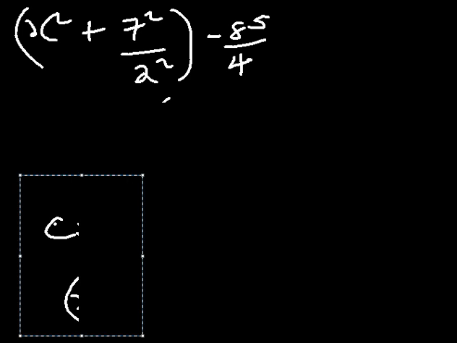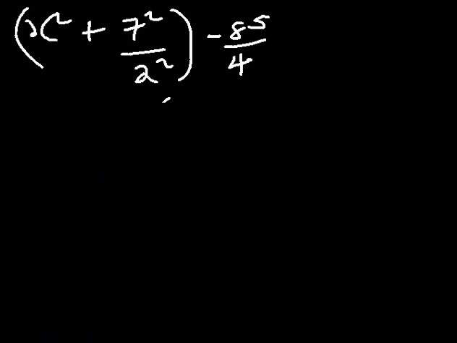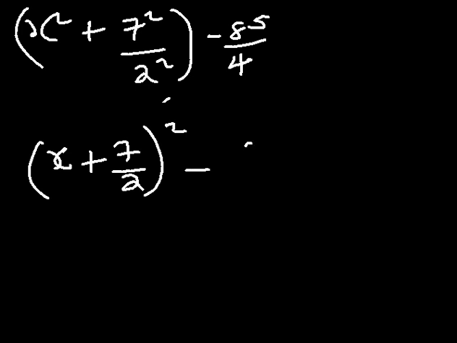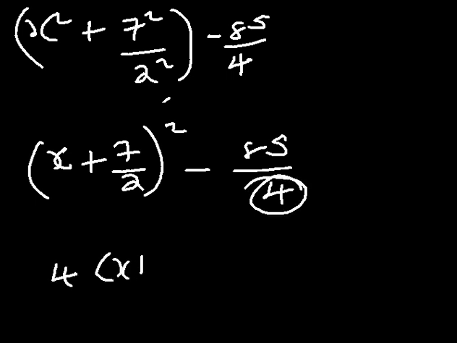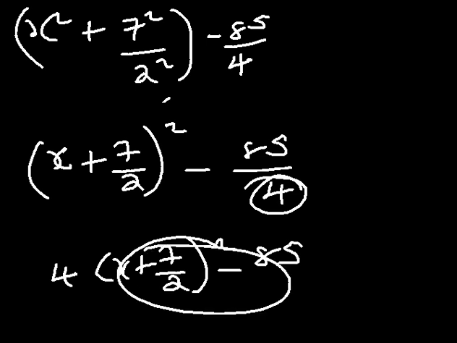So that's how we complete the square of the quadratic expressions. In this case, we'll have it as x plus 7 over 2, all to the power 2, minus 85 over 4. Of course, it is the same as multiplying everything by 4. We'll have it as 4 times x plus 7 over 2 to the power 2 minus 85. It is the same as this. So take note of that.